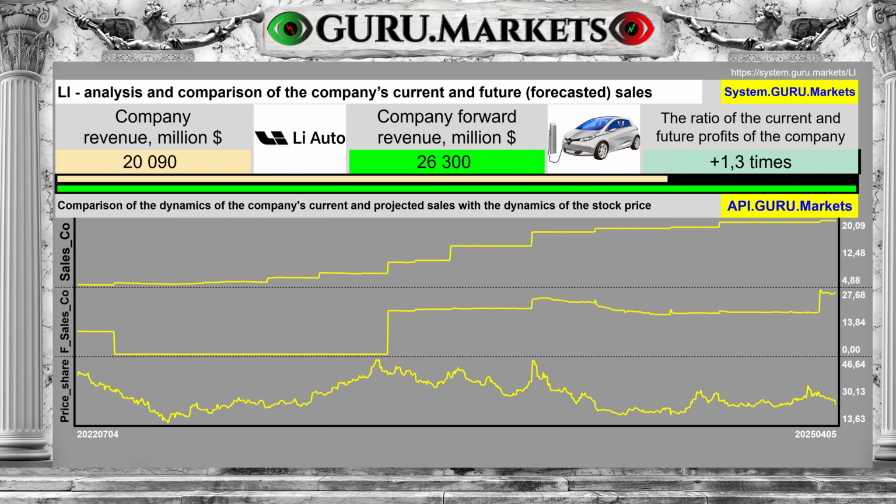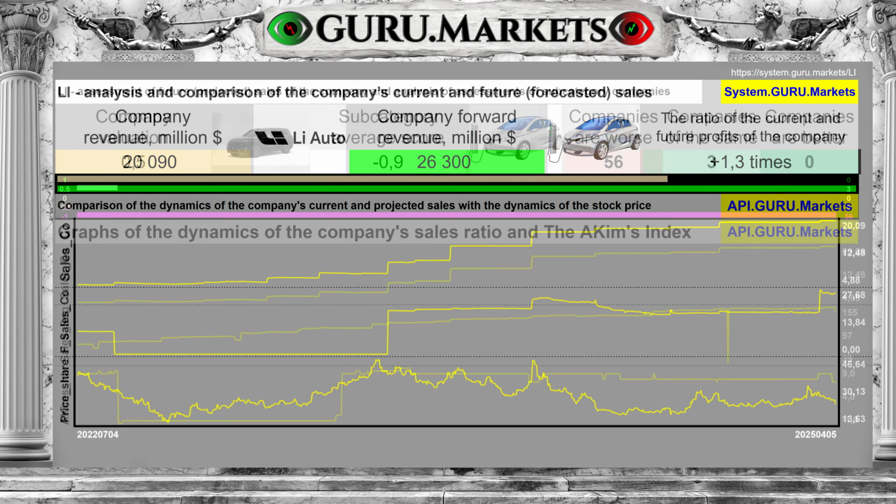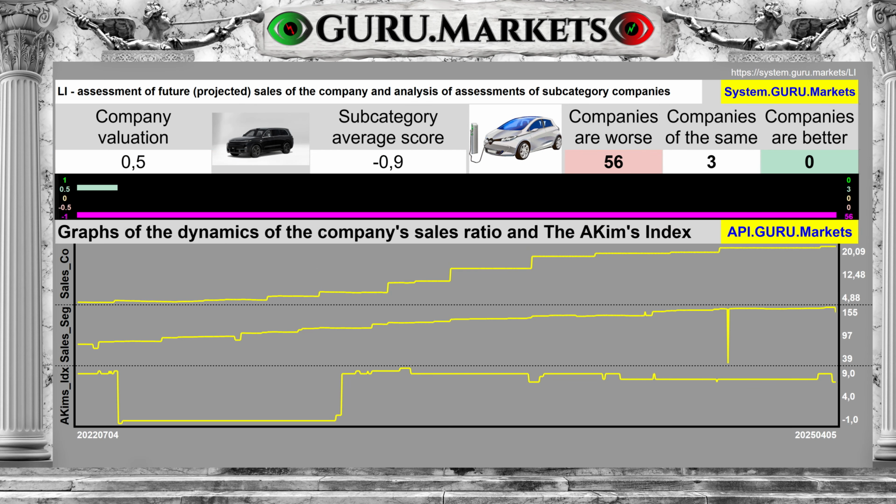Revenue for the last 12 months was $20,090 million. Forward revenue for the coming 12 months is expected to be $26,300 million, which is 31% more than now. Assessment of the expected future sales volumes in comparison with the indicators of companies in the subcategory: good, 0.5 points.